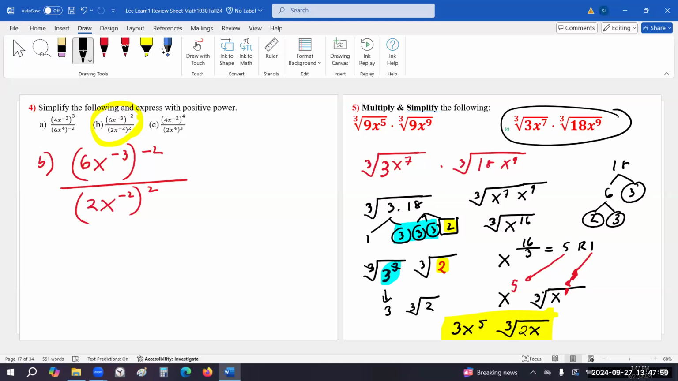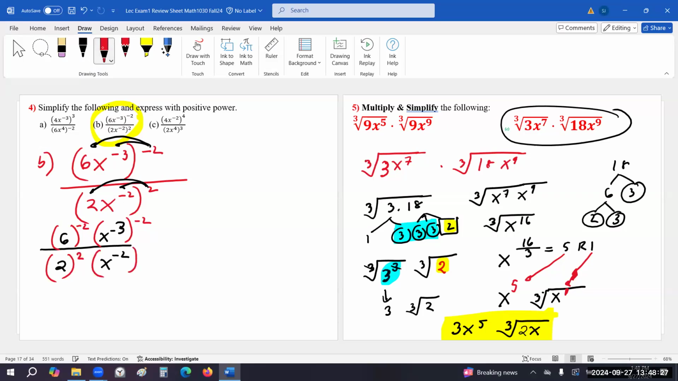Do you remember what is our first step? What do you do, Stephanie? We distribute the power to everything. So on the top, we have 6, x to the negative 3. On the bottom, we have 2, x to the negative 2. The numerator has a power negative 2, but the denominator has a power positive 2.